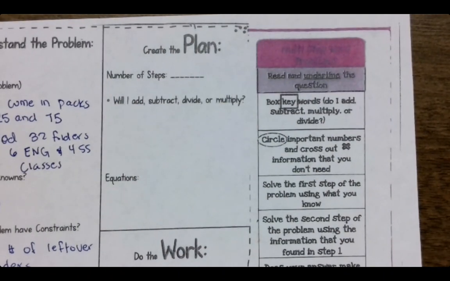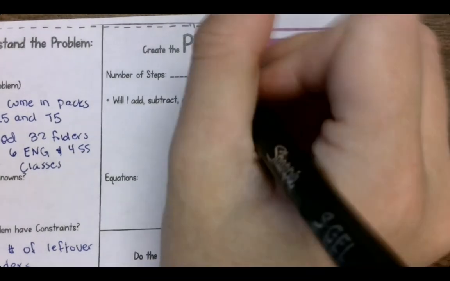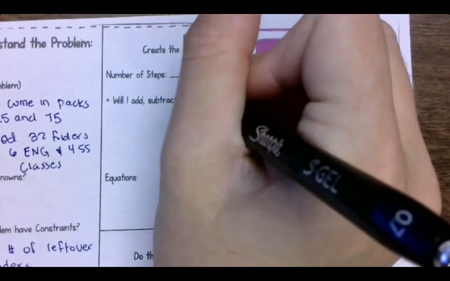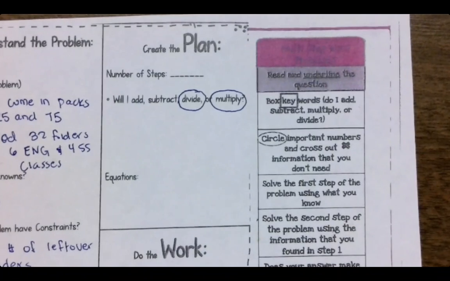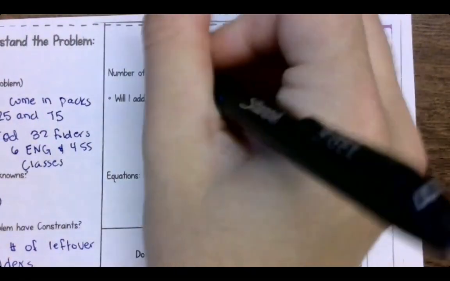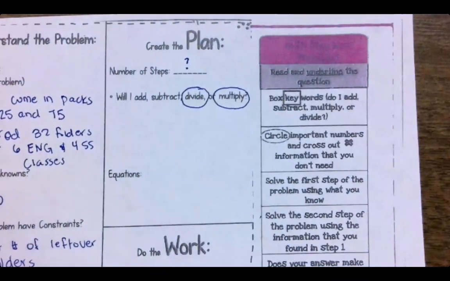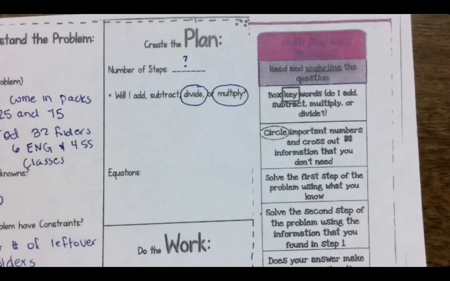I don't know how many steps it's going to take, but I do know that I'm going to need to multiply some numbers. I probably need to divide some numbers, right? Because I have to divide by 32, and then I have 32 folders, and then I need it for a certain amount of classes, and then I have to break it apart in the 75 and 25, right? So I'm going to just put a question mark for right now, and then we can go back in and fill that in, or we can just leave it blank.